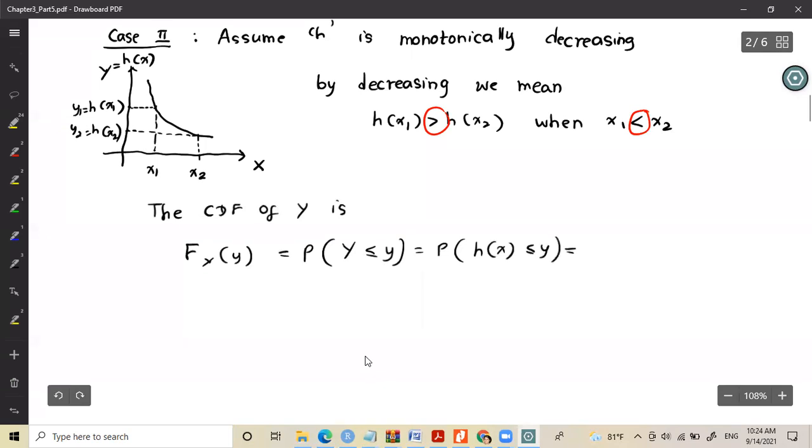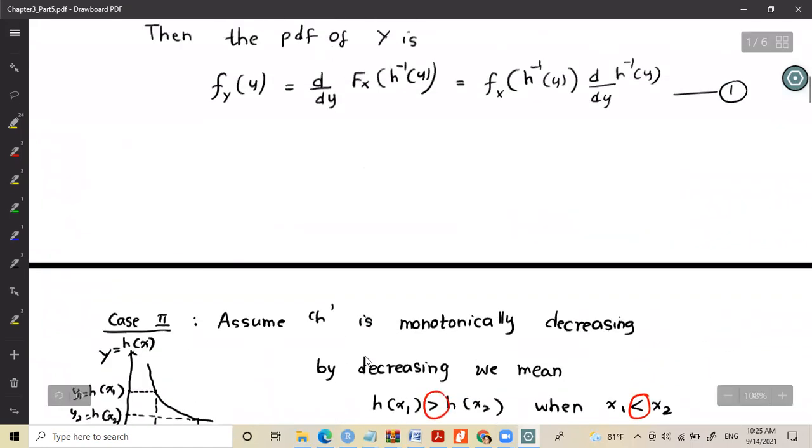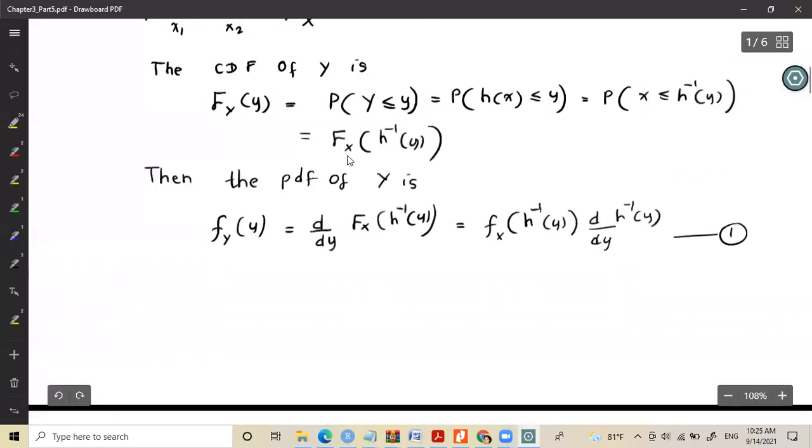Now, what will happen when h(x) is less than y? Because of the decreasing pattern, when you get x and h inverse y, the sign will change. Why? Because it is decreasing, and we saw what happens when you get h(x) and x. The relationship is now the other way around. So this sign will now become greater than. Now, if you go back to that previous proof, we have to write the CDF, capital Fx, somehow. That is the way to get the PDF of y.